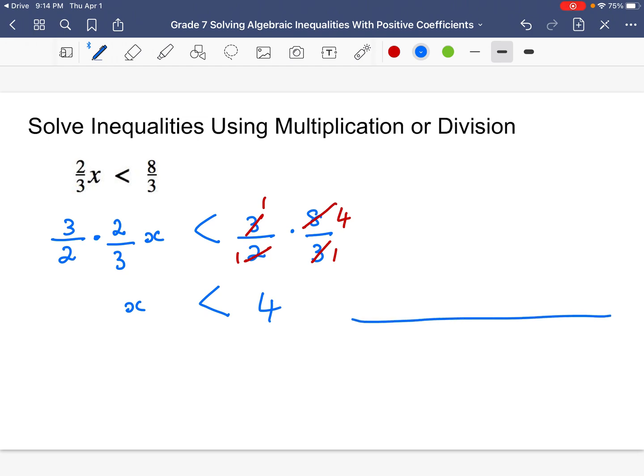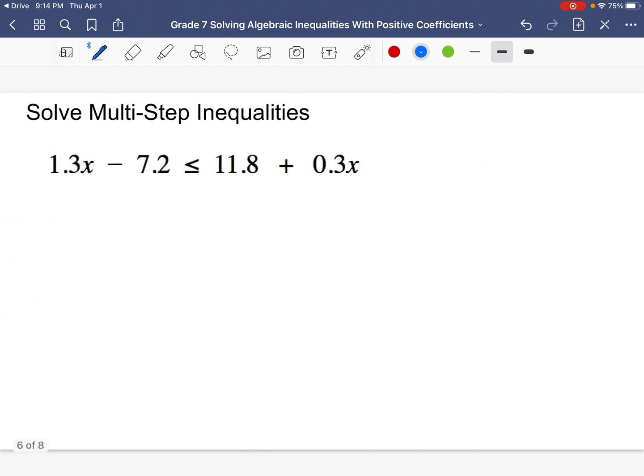And on a number line, I could mark 4 and draw a circle, open circle because it's just less than, and because it's less than, I go to the left. And I guess I could mark in 3 and 5 as well, just to give some other numbers around the 4.